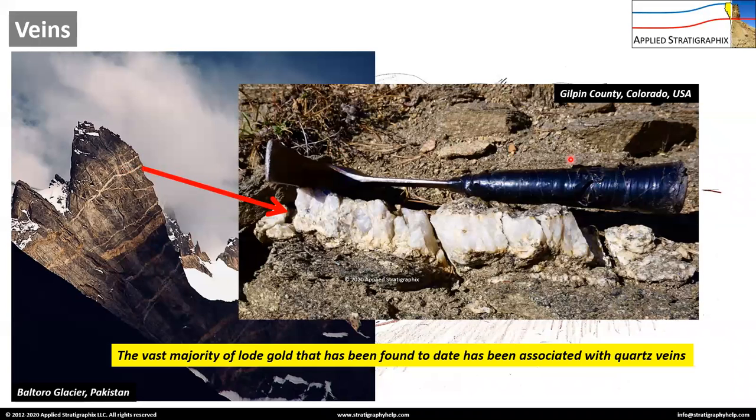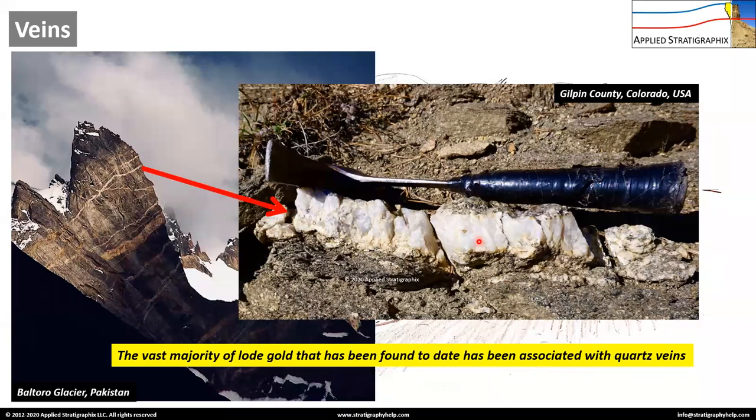Of course, this is not the exact same vein. This is not from Pakistan. This vein is from Colorado, very close to where I live. And here you can see that the vein has been filled up with quartz. Now, quartz is just one type of fill. These veins could be filled up with feldspar. They could be filled up with a lot of different minerals. But for our sake, quartz veins are the ones that are most important.